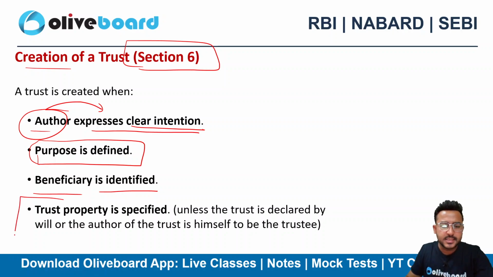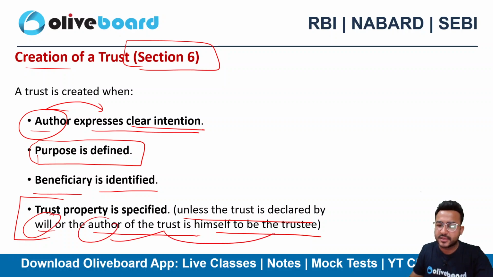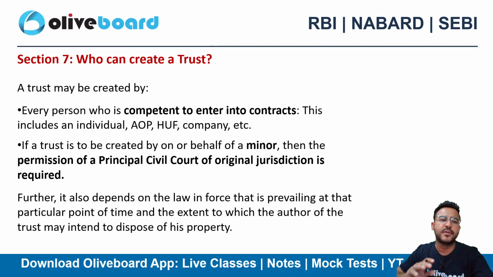Trust property is specified unless the trust is declared by will or the author of the trust himself is the trustee. Sometimes the author himself is the trustee, right? In that case it is fine, but otherwise the trust property should be specified here. Okay, that's Section 6, creation of trust.